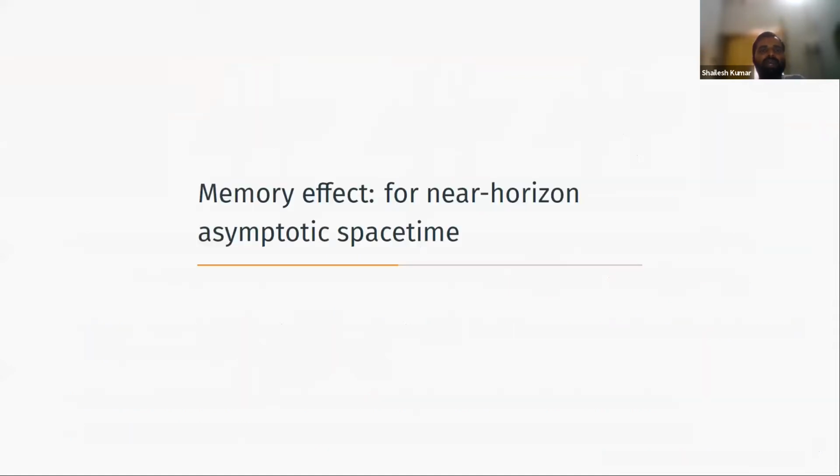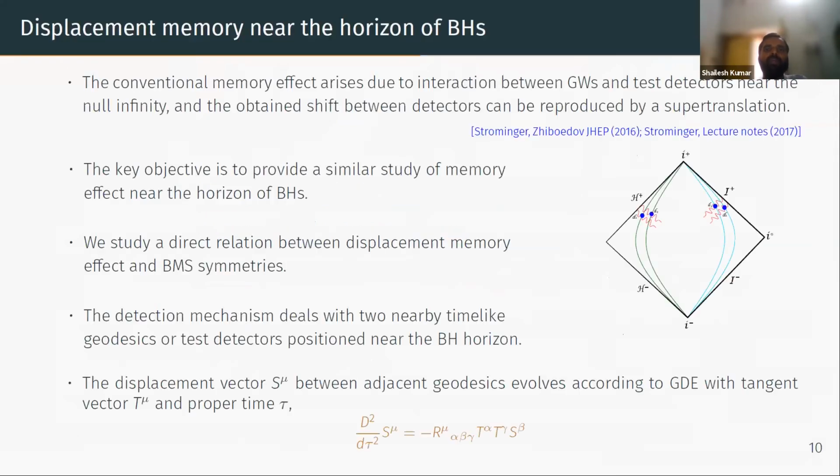Now further, let us look at the memory effect for near horizon asymptotic spacetimes. As we already know, the conventional memory effect arises due to the interaction between gravitational waves and test detectors near null infinity, and the obtained shift between detectors can be reproduced by a supertranslation. So that is what happens near null infinity. We had two detectors, they interact with the gravitational wave, and there is a change in the separation, the displacement vector, and that is captured in the geodesic deviation equation.